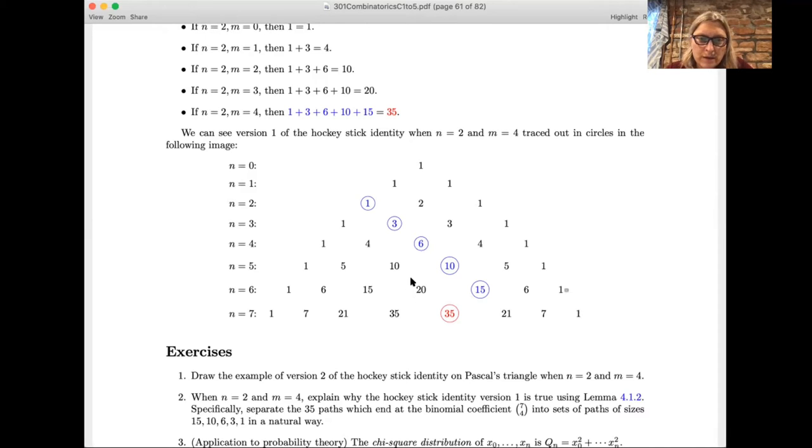Well, that 20 is the number of ways the ball could have landed here, and 10 of those came from this spot. So we just need to show that this number 10 is the sum of these 3 circles. And so on, we just need to show that this 4 is the sum of these 2, or that 1 is just equal to 1. So when we think in terms of balls falling in Pascal's triangle, this hockey stick identity is not too bad.